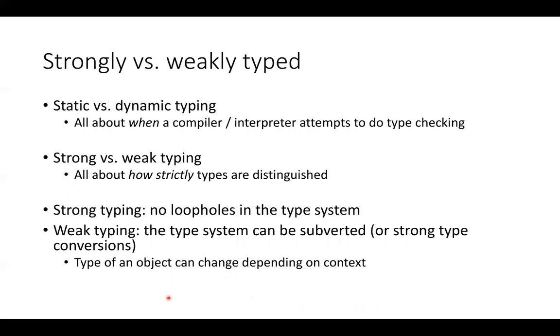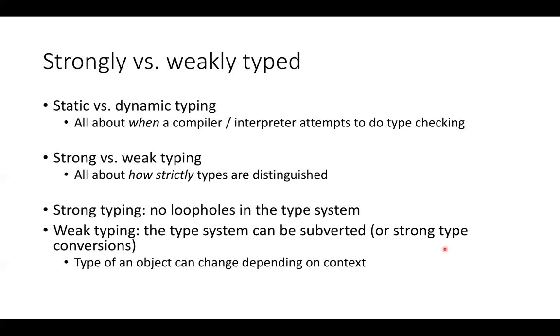Now, strongly versus weakly typed is a different dimension. In static versus dynamic typing, we've been talking about when either a compiler or an interpreter knows what the types of every expression are. In static languages, we know at compile time. In dynamic languages, we don't know until runtime. But strong versus weak tells us how strictly different types are distinguished, and whether there are loopholes in the type system. So in a weakly typed language, the type system can be subverted. You can all, I'm sure, think of languages where you can subvert the type system, or where the type of the object can change depending on context.